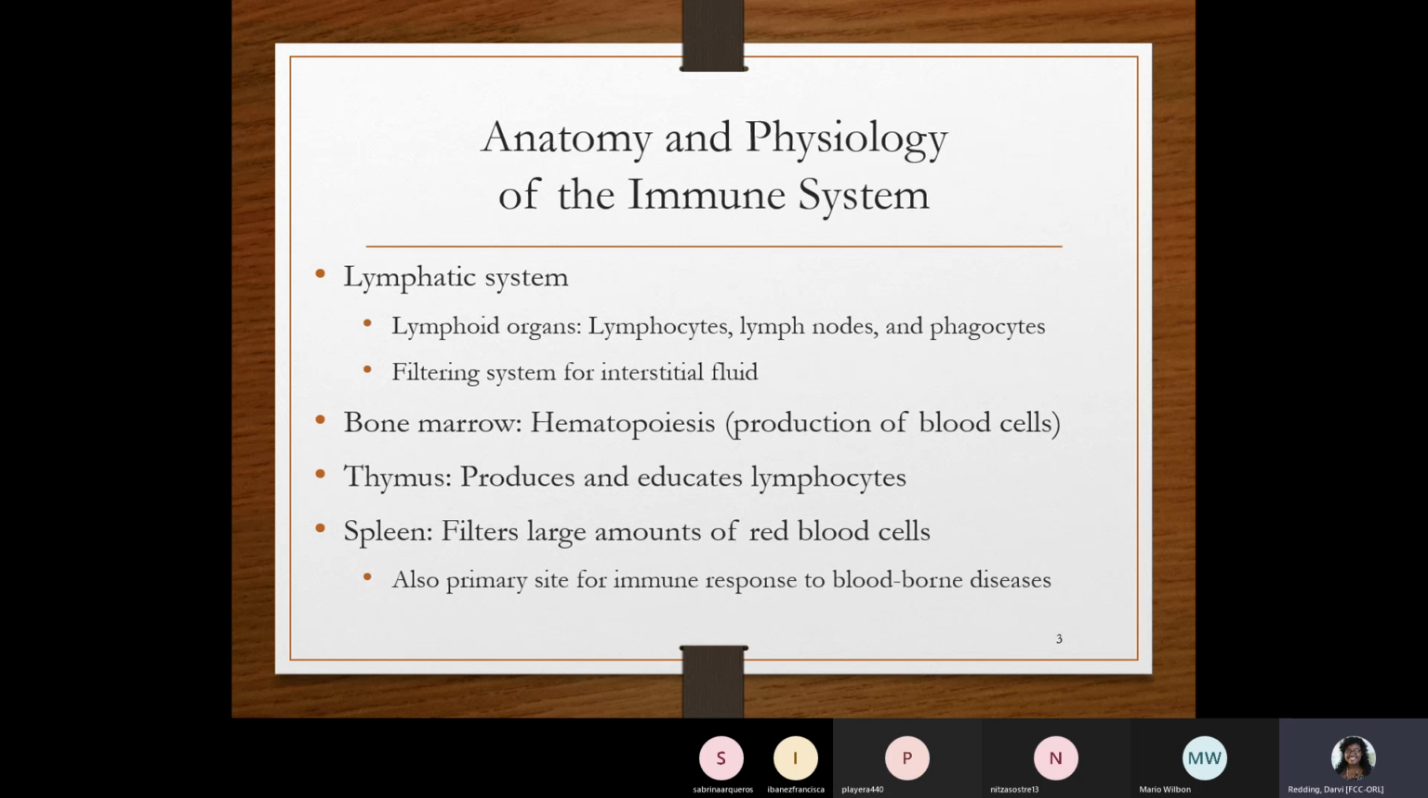So inside of our immune system, we have our lymphatic system. We also have the bone marrow, which produces blood cells. We have our thymus, which produces and educates the lymphocytes. And then we also have our spleen, which filters the large amount of red blood cells, and it is also the primary site for the immune response to blood-borne diseases.